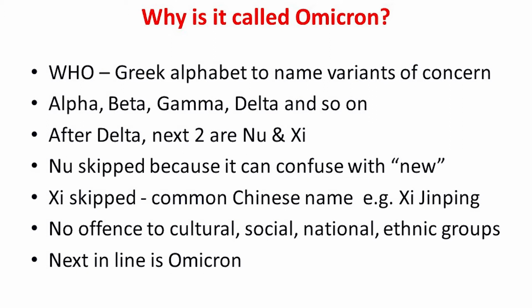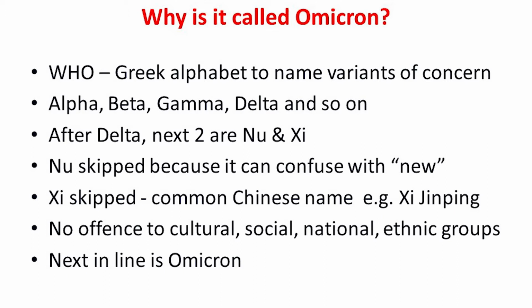The next two Greek alphabets were Nu and Xi. But Nu was skipped. Why was Nu skipped? Because it can be confused with "new". So WHO did not want people to confuse this variant with a new virus. So they skipped Nu. The next Greek alphabet was Xi, but Xi was skipped because it's a common Chinese name.